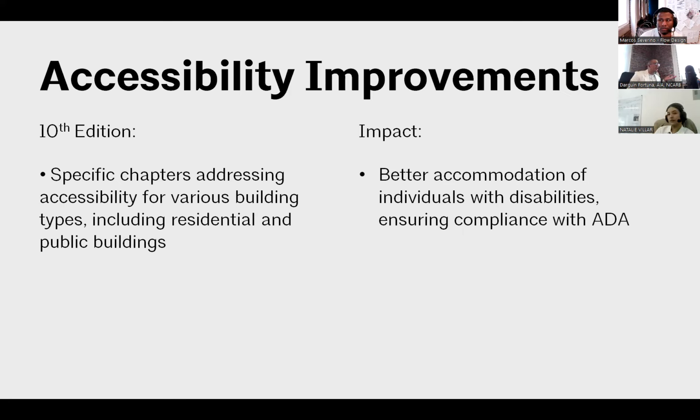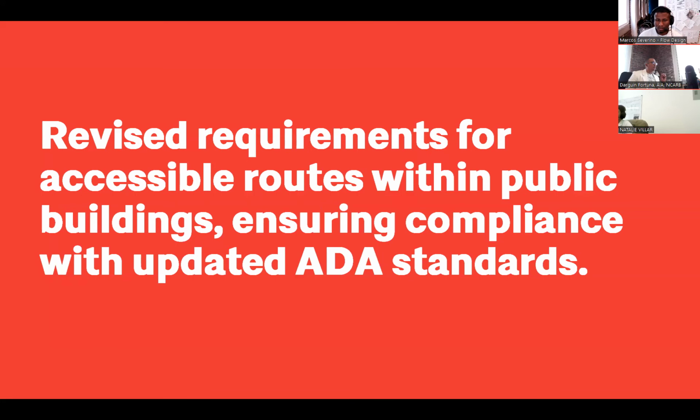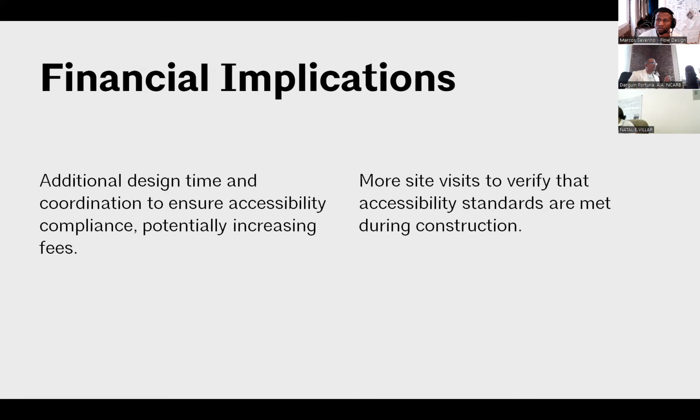Accessibility improvements. You guys know there are the Massachusetts State Building Code requirements, the Massachusetts Architectural Access Board requirements, and then there is the national ADA requirement. Ours is an amendment, and we always go by the amendment, which is most stringent to our local jurisdiction. But just so you know, federal buildings do not necessarily need to comply with MAAB. They comply with ADA. ADA is a federal law. There are specific chapters addressing accessibility for various building types, including residential and public buildings. Now we want to better accommodate individuals with disabilities and comply with the ADA. There is a revised requirement for accessible routes within public buildings, ensuring compliance with updated ADA standards. Again, financial implications: additional design time, more site visits.